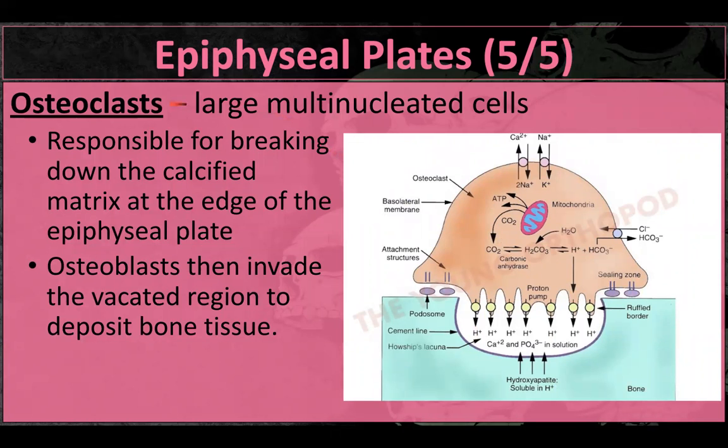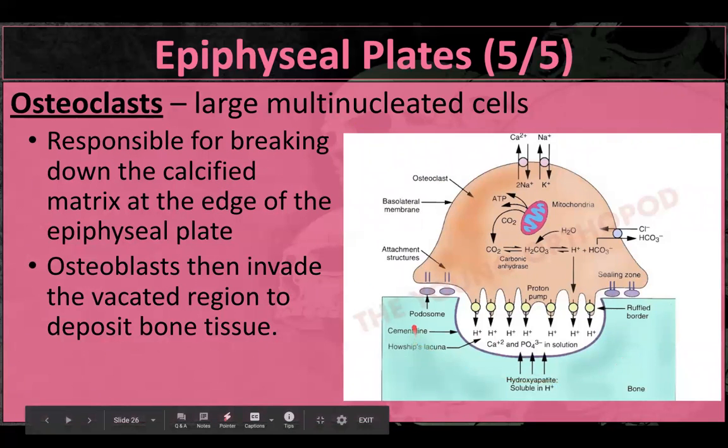The very last thing that I have here for you is a little bit of information about osteoclasts. So these are really large cells, and they are what are known as multinucleated, meaning that it has more than one nucleus. So these cells are responsible for breaking down the calcified matrix. So that's what we have here. So they're going to produce chemicals that will help to break down the calcium phosphate and the collagen that you have within the bone tissue.